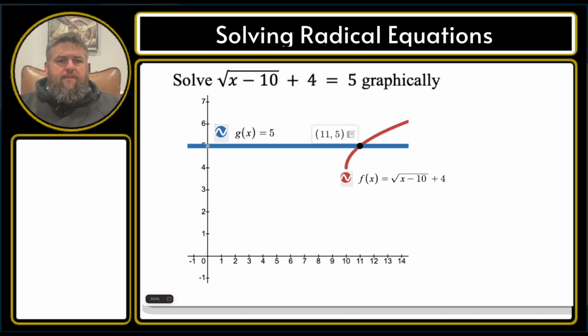So after plugging it into Desmos, I had the left side of the equation as my f of x function. So f of x equals the square root of x minus 10 plus 4. That is going to be this red line. The blue line is my g of x equals 5. I take the right side and I make it its own function. The intersection is at 11, 5. The x value is the solution, which is actually confirming what we just found when we were solving it algebraically. So the graphical method is great for verifying your algebraic work, especially when you're checking for those tricky extraneous solutions.